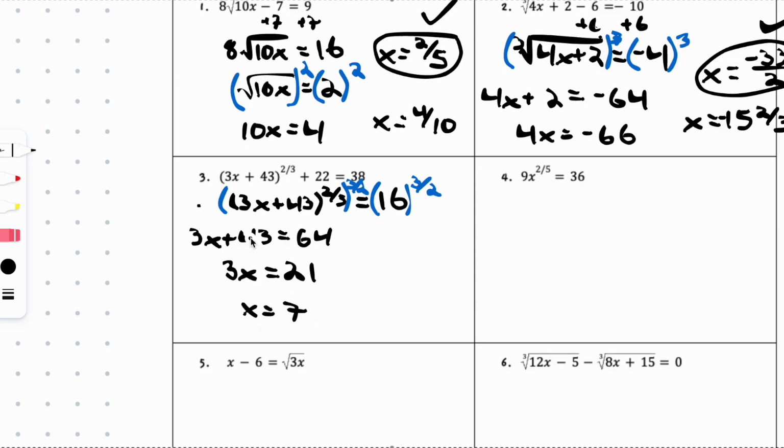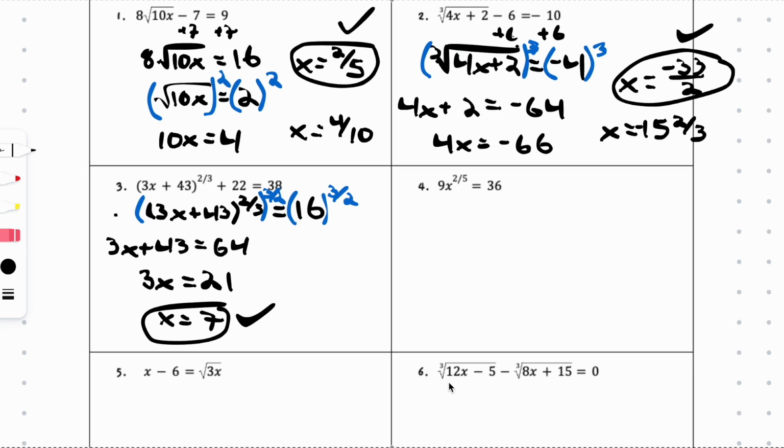And so when we plug 7 into this original equation, we get 3 times 7, 21. 21 plus 43 is 64. 64 raised to the 2/3 power. Well, we do the 3rd root of 64, which is going to be 4, and 4 squared is positive 16. So we do positive 16 plus 22, and we get 38. So this checks out. By the way, if I'm going kind of fast, pause, digest what I'm saying, rewind, listen to it over if you want to. And if you do have questions about what I'm doing, of course, reach out.